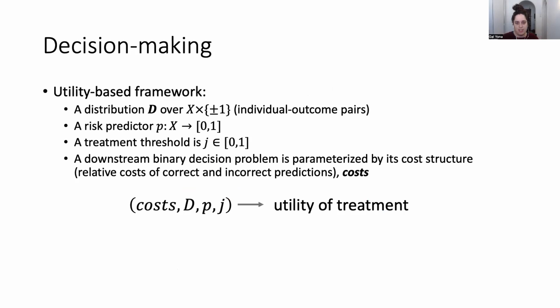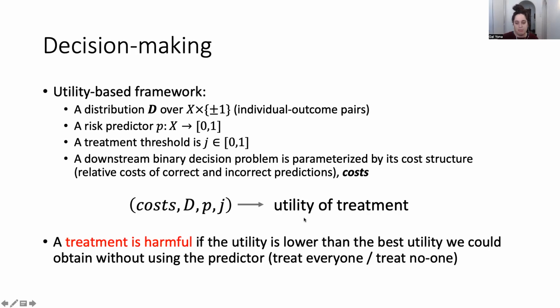So we treat this in a utility-based framework. Basically, we assume we have some distribution over individual and outcome pairs, a risk predictor, as I mentioned. A treatment threshold is just some number J in the interval 0, 1, where we understand that someone receives the treatment if their prediction is higher than this value. And a downstream decision problem is basically parameterized by its cost structure. So think of it as the relative costs of making correct versus incorrect predictions. So overall, all of these components define a utility from thresholding P at a threshold J.